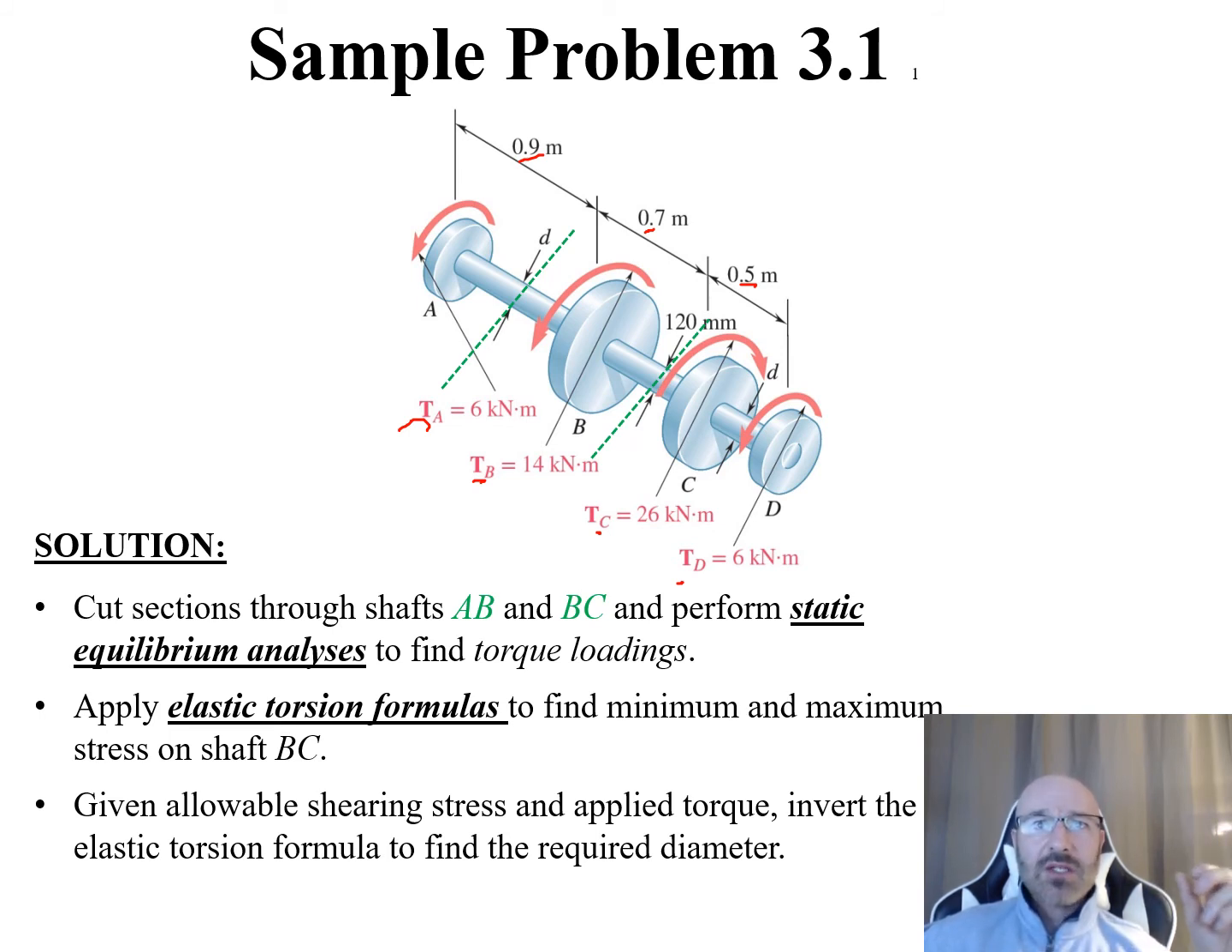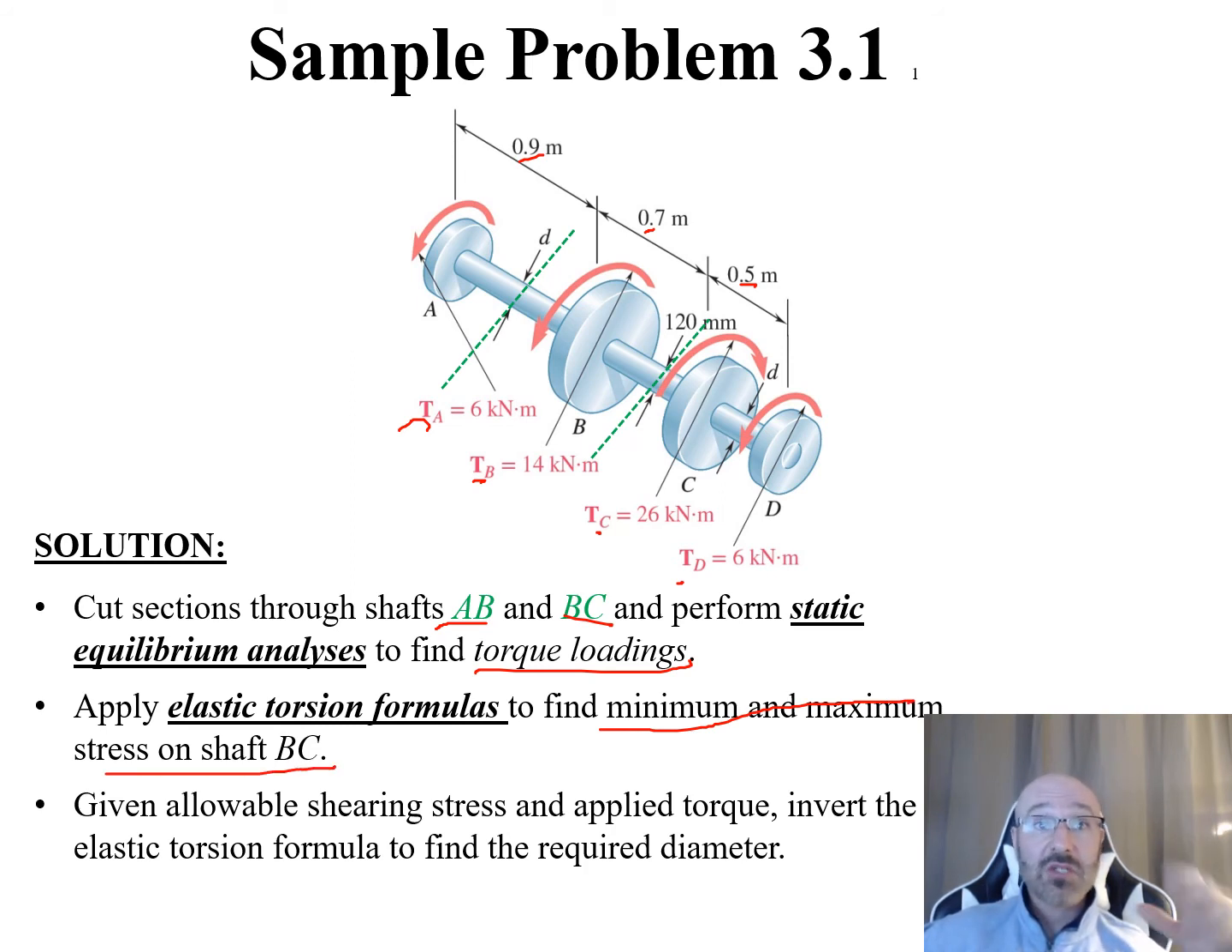So what I'm going to want to do is some sectioning. So in my solution, the first thing I want to do is cut sections through AB and BC in order to perform static equilibrium analysis to find these torque loadings. So from there, within my procedure here, my plan of attack, the next thing I'm going to want to do is to apply the elastic torsion formulas. So we just saw those 3.9 and 3.10 in our textbook there, but we're going to use those to find the maximum and the minimum stresses on shaft BC. So that's part A of the problem.